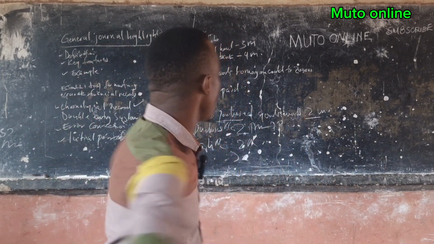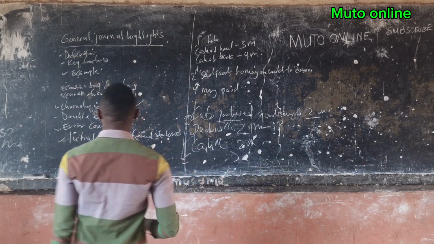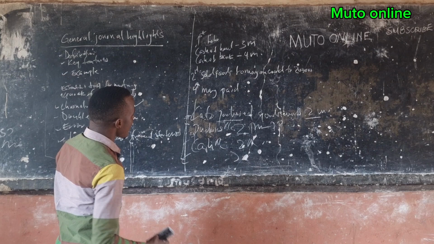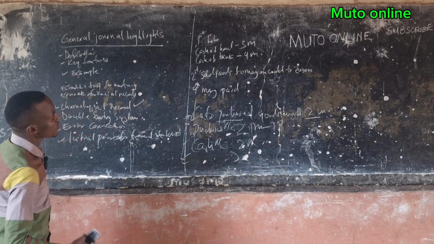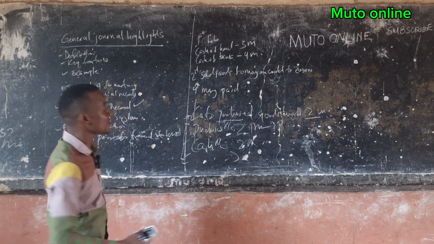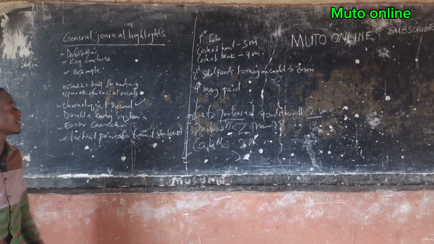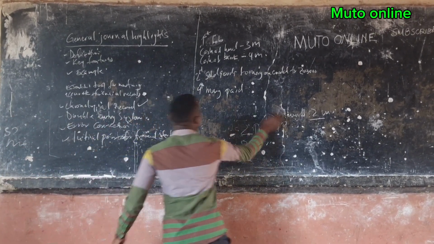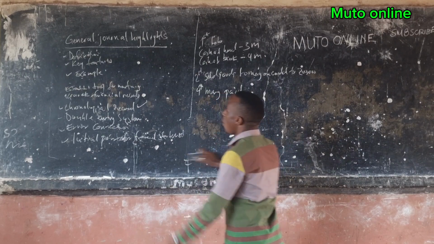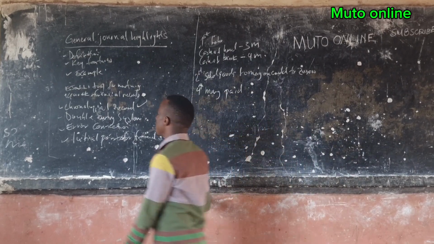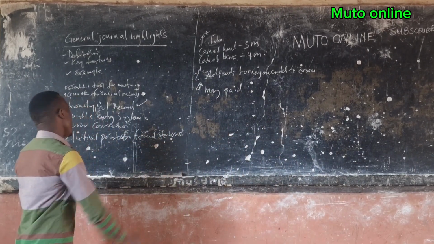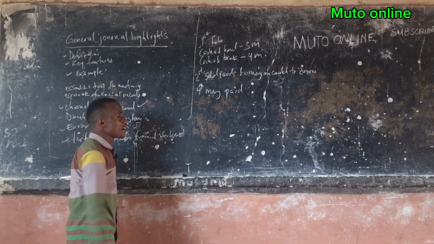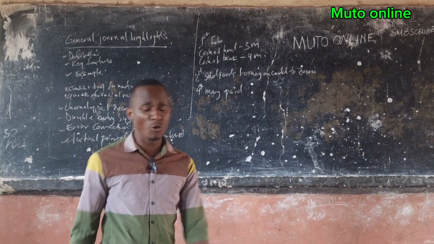So, in such a circumstance, if Kato purchased goods worth 2 million, the purchases account is going to be debited by 2 million, and cash is going to be credited by 2 million. So that is what we mean by a double entry system. Also, the third feature: the general journal helps us in error correction.